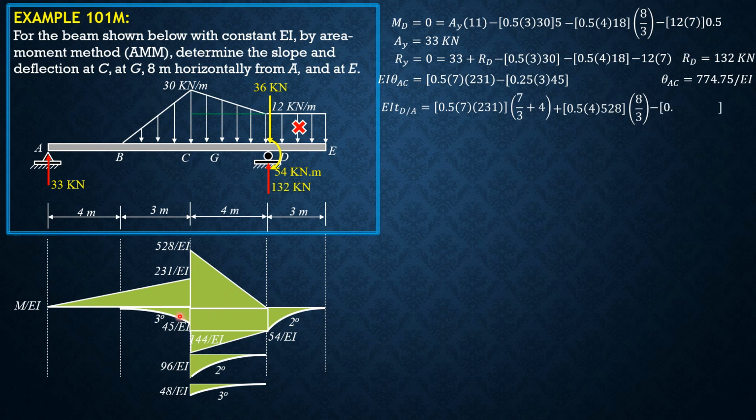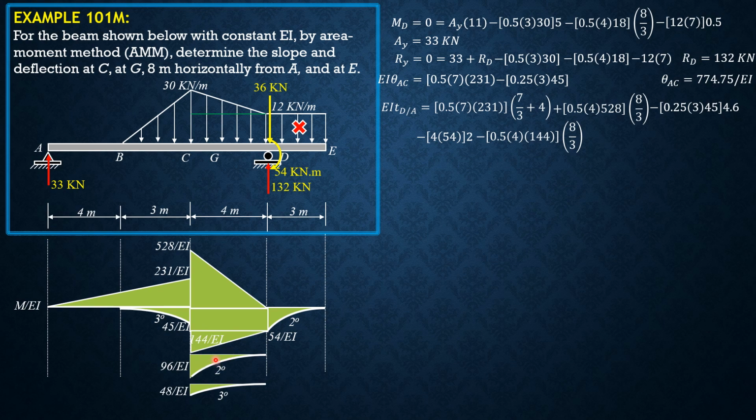Then for this area, minus 1/4 or 0.25 of 3 times 45. This distance is 3 over 5 plus 2. So 3 over 5 is 0.6. 0.6 plus 4. So that's why you have 4.6 here. Then minus the moment of this rectangle, 4 times 54 times 2. Then minus the moment of the area of this triangle, minus 0.5 of 4 times 144. The moment arm is 2 thirds of 4 or 8 thirds.